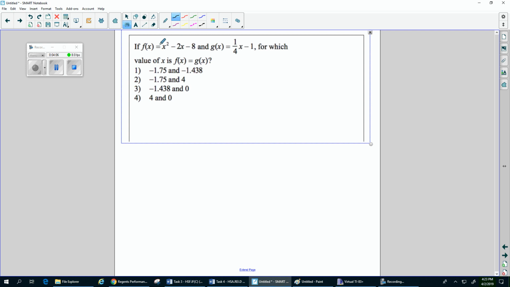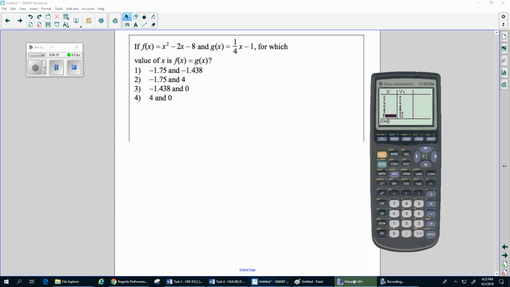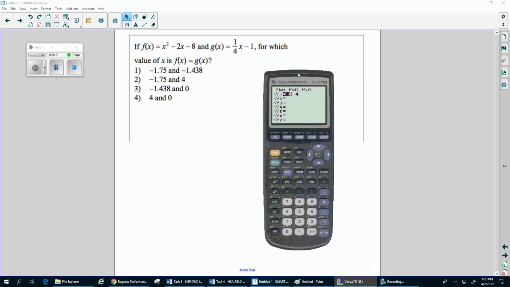If f of x equals x squared minus 2x minus 8 and g of x equals 1/4 x minus 1, for which value of x is f of x equal to g of x? So same concept as before. We're going to try to do this on our calculator. Open up, go to y equals. I'm going to enter that first one, x squared minus 2x minus 8, and then the second one. Okay, so if I want to enter a fraction, I'm going to put it in parentheses. 1/4 x minus 1. We're going to take a look at the graph.